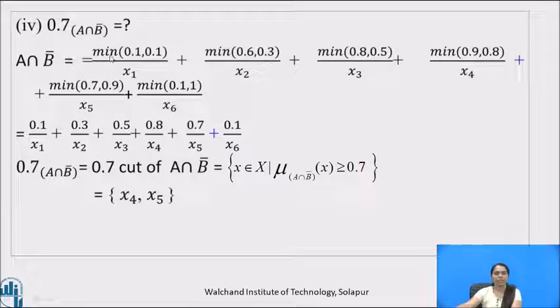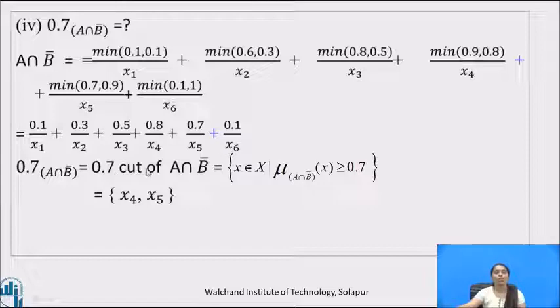According to the definition, it is minimum of 0.1, 0.1 by x1 plus minimum of 0.6, 0.3 by x2 plus minimum of 0.8, 0.5 by x3 plus minimum of 0.9, 0.8 by x4 plus minimum of 0.7, 0.9 by x5 plus minimum of 0.1, 1 by x6, which is equal to 0.1 by x1 plus 0.3 by x2 plus 0.5 by x3 plus 0.8 by x4 plus 0.7 by x5 plus 0.1 by x6.